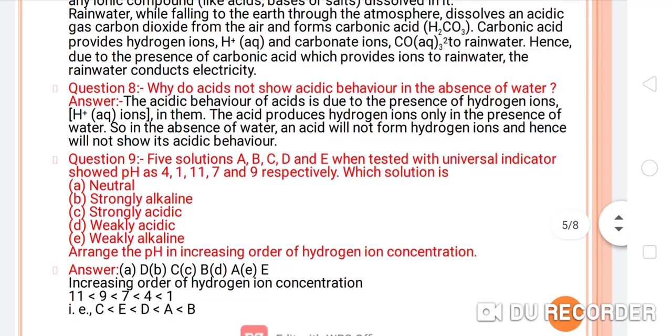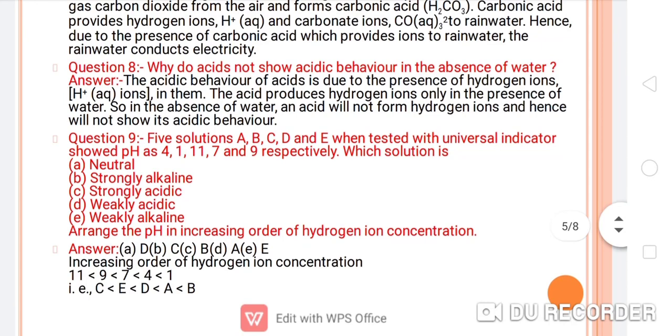Okay, now come to the next question, question number 8. Why do acids not show acidic behavior in the absence of water? Why? What is the reason? The acidic behavior of the acids is due to the presence of the hydrogen ions in them.